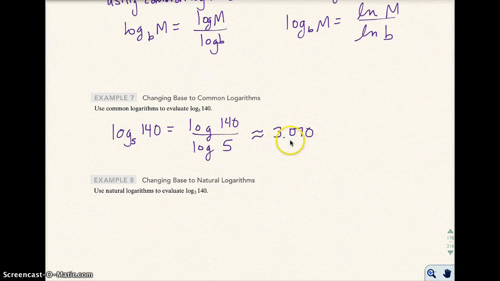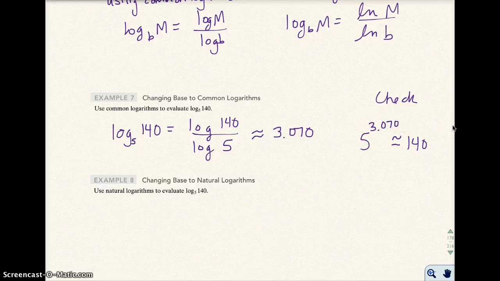And how can you check this? Remember, this is just your exponent. This right here is your base. This is going to be your exponent, and it should equal 140. Well, since we rounded it off, it's not going to be exactly 140, but it should be very close. So let's check this. 5 to the 3.070 should be approximately 140. In my calculator, 5 raised to the 3.070, I get 139.9. Again, it's a little bit off because I had to round this off.